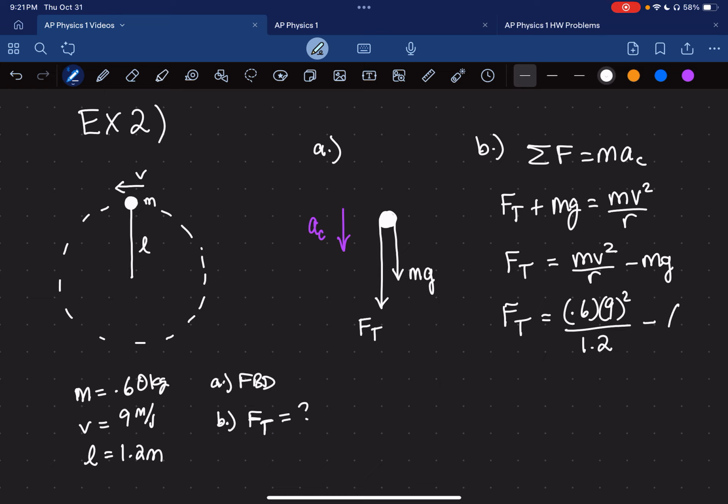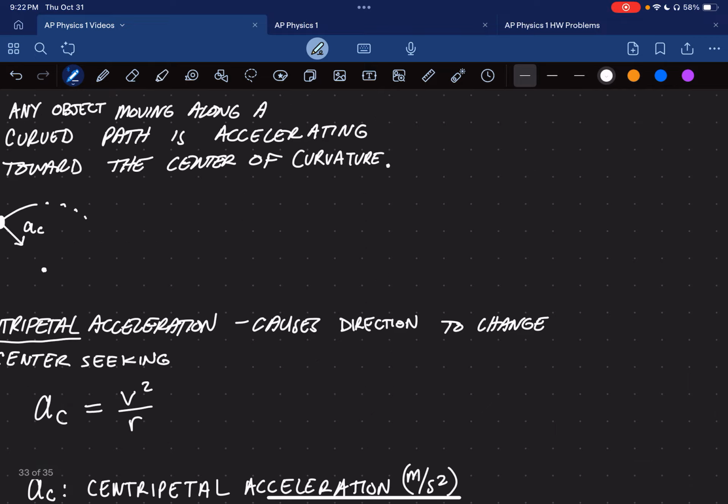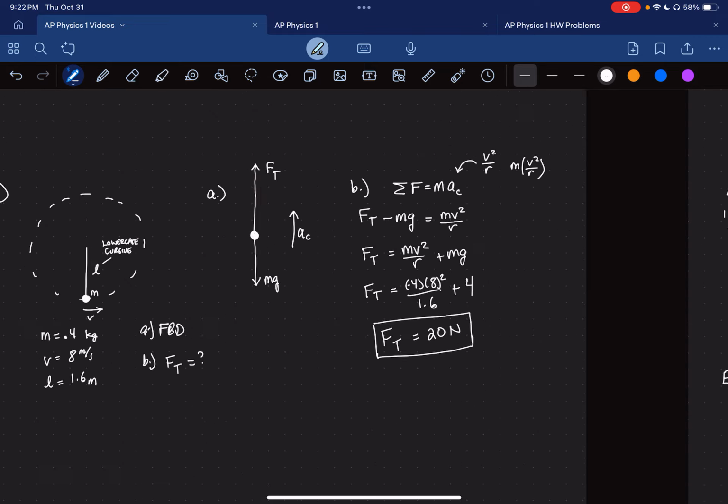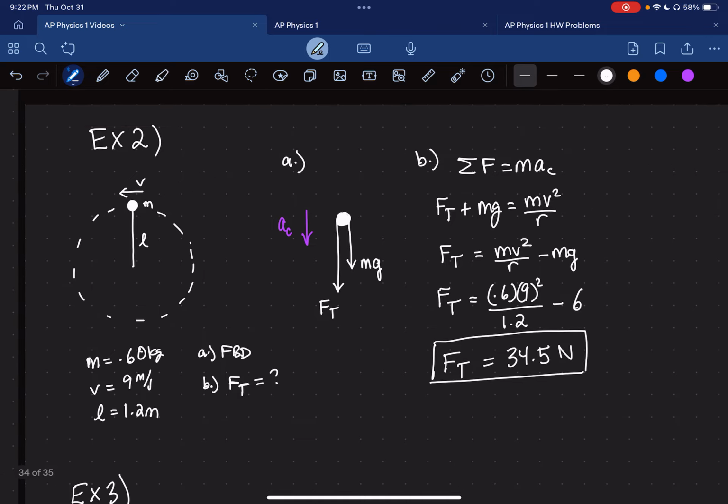And it's 0.6 times 10, we'll just say 6 here. And I'm just calculating 1.2 minus 6. 34.5 newtons. We'll box that in. Cool, everything looks good to me. Did we box in our answer? Yeah, we did. Cool, those are two examples.